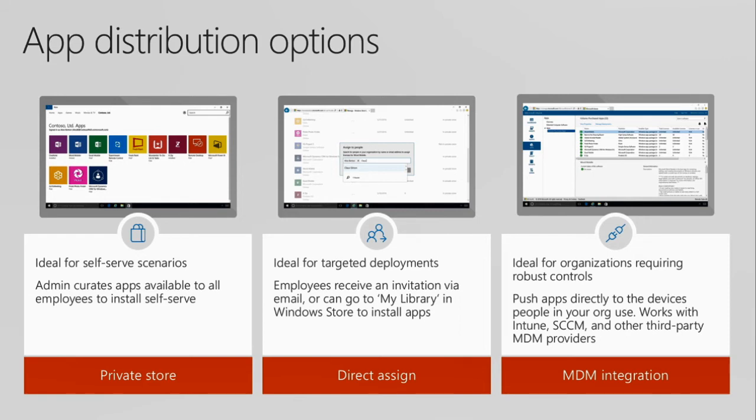The next option that you have is direct assignment. So if I don't want all the users in my org to see a specific app, I can directly assign it by using their email address, and they'll get an email. And then when they open it, they can install it from the store, and nobody else can see that. And then the last option is MDM integration. So if any of you here are using Intune, SCCM, or other MDM providers, you can just plug that into the Microsoft Store for Business and use your existing distribution options with the Microsoft Store for Business and Education.